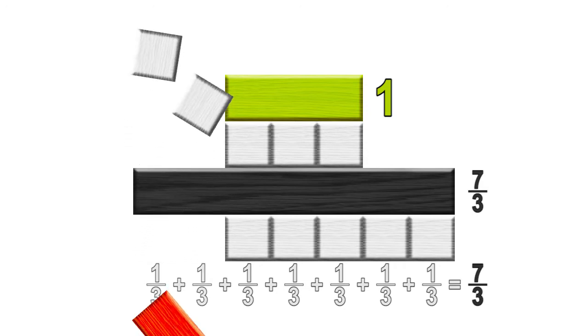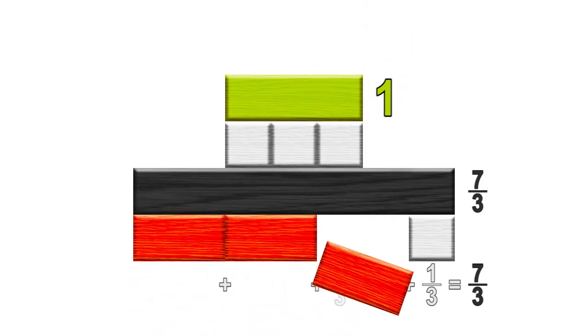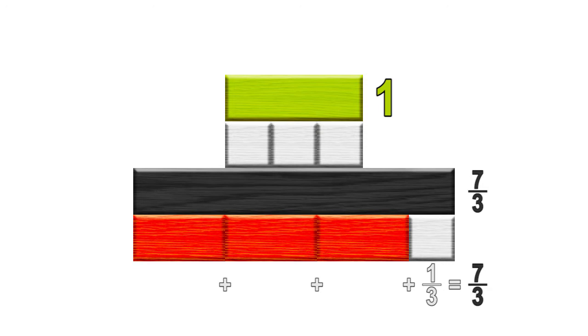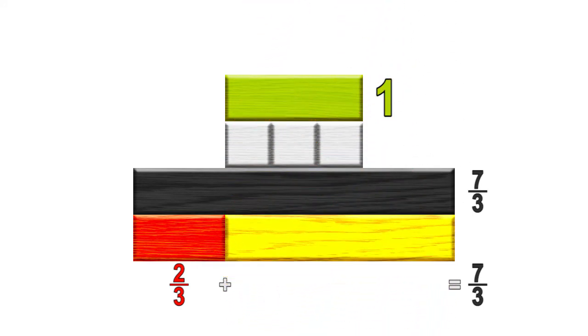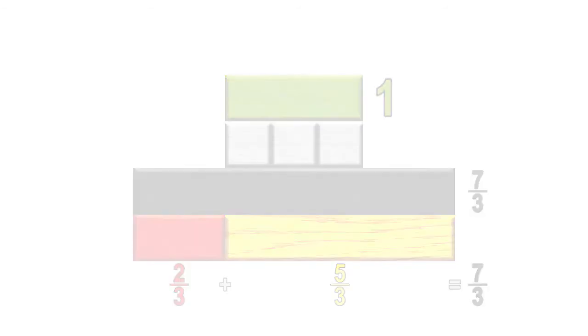If 3 groups of 2 1/3 whites are replaced with 2/3 reds, the new equation is 2/3 plus 2/3 plus 2/3 plus 1/3 equals 7/3. If one of the 2/3 reds is combined with a yellow 5/3, the new equation is 2/3 plus 5/3 equals 7/3. As students explore with fractions, they will develop a deeper understanding and have a good foundation as they move to mixed numbers in future lessons.